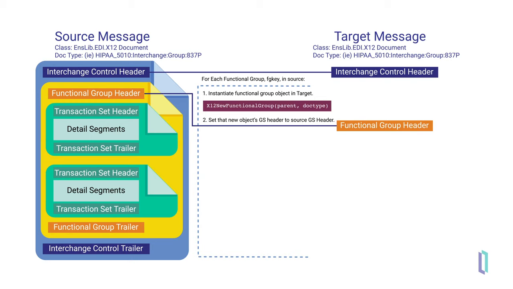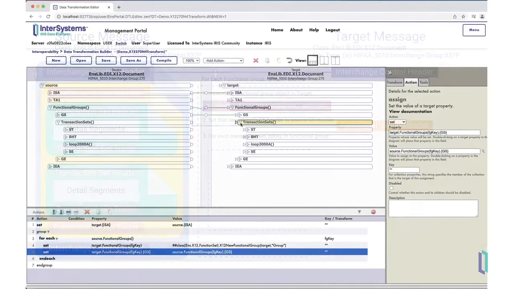The next step is to perform any necessary transforms on this functional group level. In this case, the functional group is just a container for transaction sets, so none are necessary. Proceed to the next step, looping over the transaction sets. This process is similar to the one we used to create the loop for functional groups.